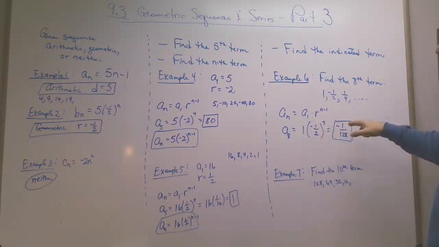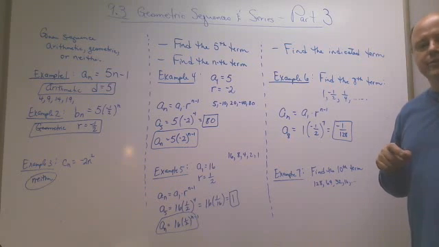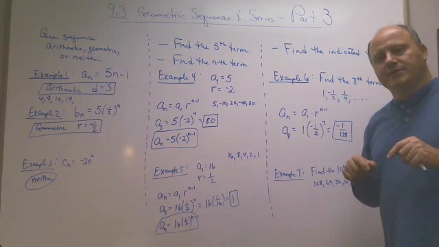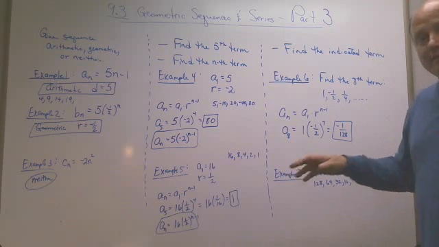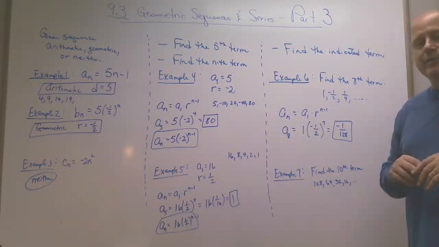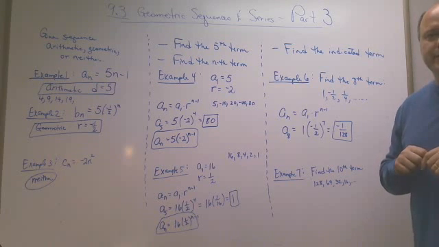Negative 1 to the 7th is negative 1, and then 2 to the 7th is 2 times 2 times 2, and so on, which is 128, I believe. So that is the 8th term. And that's all. They're not asking you to find the nth term on this one. They just want you to find the 8th term on this one.